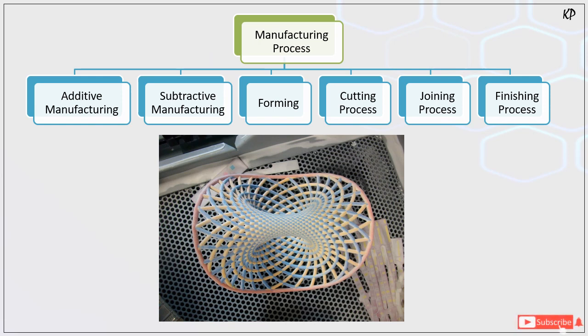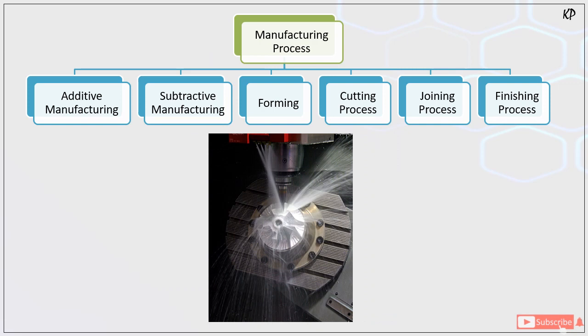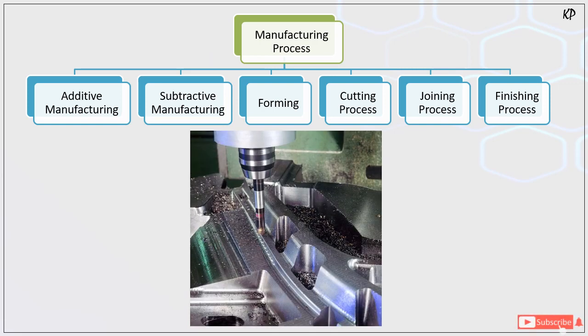Then it comes to subtractive manufacturing. What is subtractive manufacturing? It means you have the metal or any raw material with you, and you remove the material which is not required, and you can produce your part. So there are CNC processes, lathe machining. These kinds of processes you can perform, and you can make your part with subtractive manufacturing processes.